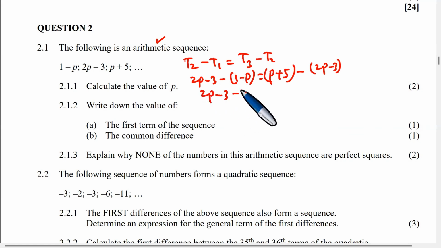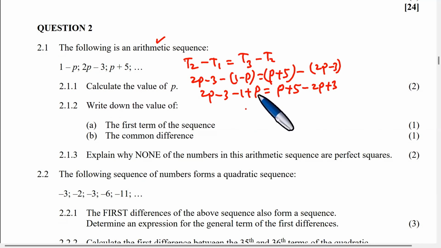2p minus 3 minus 1 plus p, which is minus 2p plus 3. Right, so we have this. Then what is the solution to this? What is the value of p? Right, so we have 2p plus p.